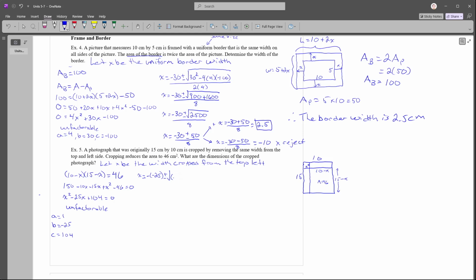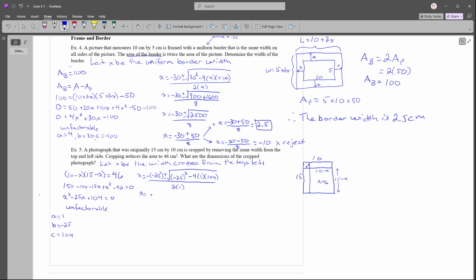X is equal to negative 25, plus or minus the square root of b squared, so negative 25 squared. Here we go. Negative 25 squared minus 4 times A, which is 1, times C, which is 104. Such a big number. And that whole thing is square rooted, and this whole thing is over 2 times A, which is 1. Let's simplify as much as we possibly can.